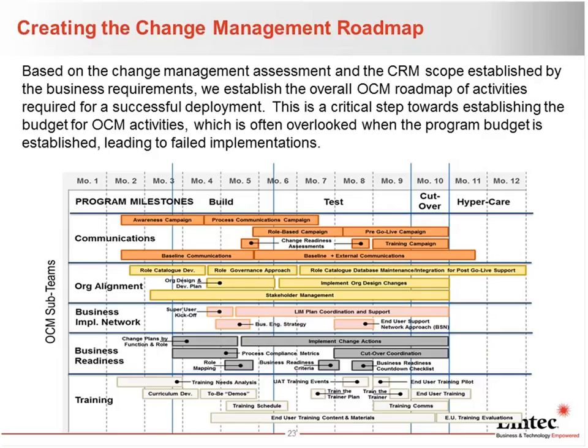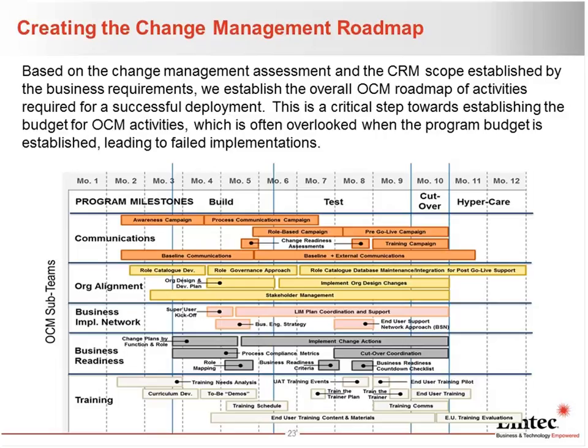And it's important to do this up front because many times the program does not go through this exercise. They don't understand the complexity. The budget's already set, and then it's too late to establish the appropriate OCM team because the budget has been locked down. So doing this in this particular phase of the project is hopefully early enough to influence the budget for OCM.